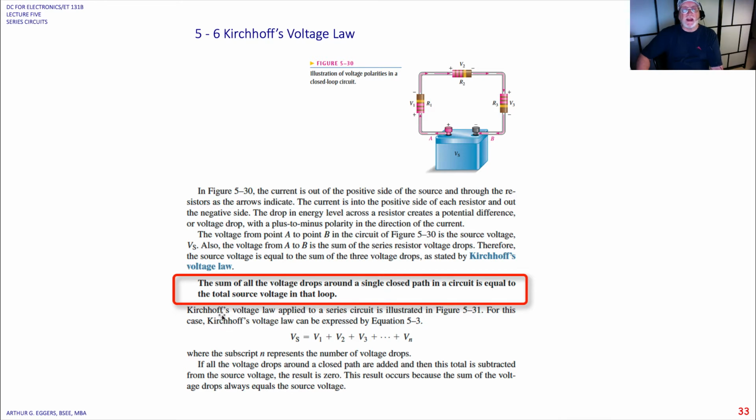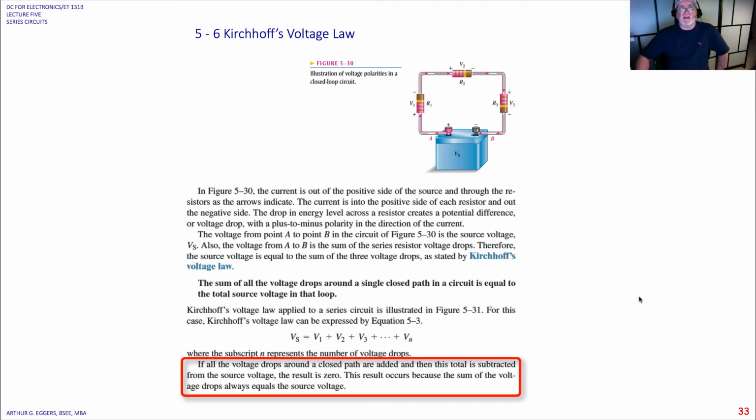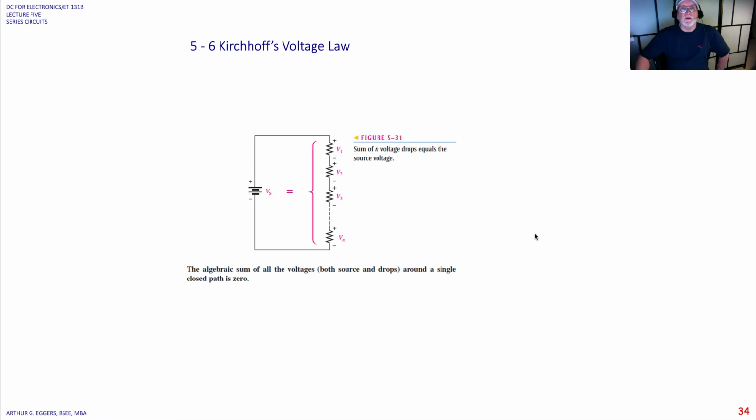So mathematically, how do we say that? Well, here's the mathematical way of saying that. V source is equal to the voltage drop V1 plus the voltage drop V2 plus the voltage drop V3 out to the nth voltage drop. If all voltage drops around a closed path are added, and then this total is subtracted from the voltage source, we get the net result of zero as our relationship. So if we took V sub s and we subtracted V1, V2, V3, Vn, it would equal 0.